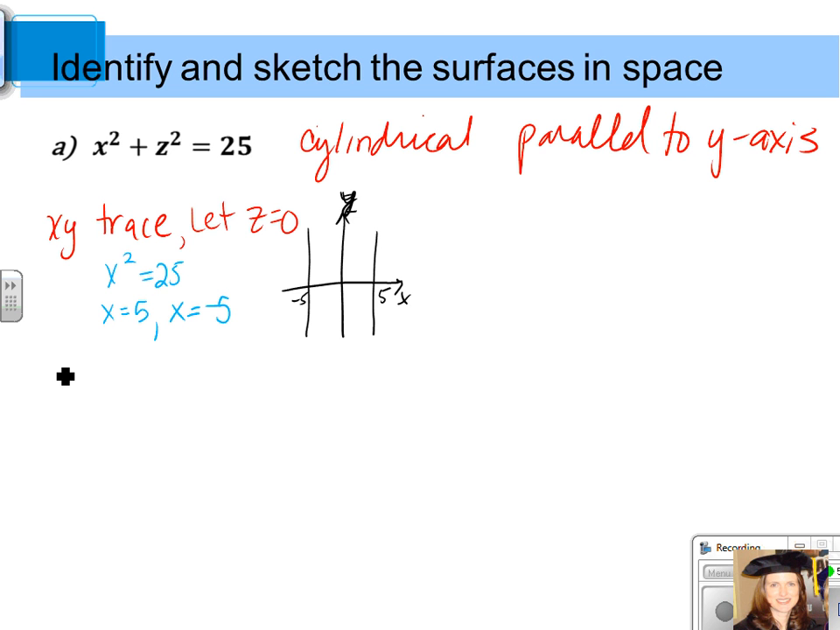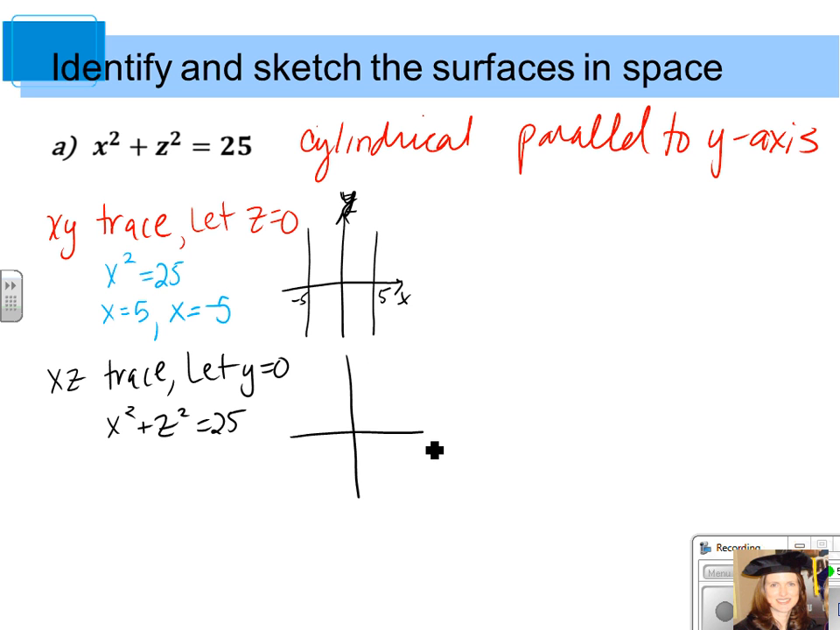Now let's look at the xz trace. In the xz trace, you're going to let y equal 0. And what that ends up being is our original equation, x squared plus z squared equals 25. We're going to look at that using a two-dimensional graph. This is your x-axis and this is your z-axis. This is the equation of a circle that has a radius of 5 and centered at the origin. So we'll do just a quick sketch of that, of the xz trace, and then finally the yz trace.